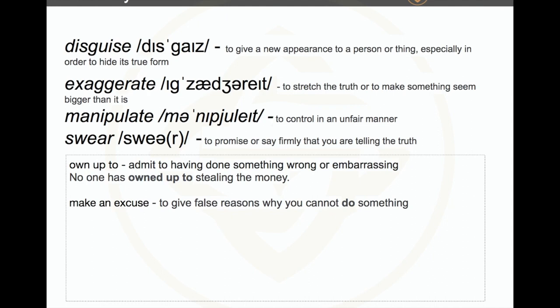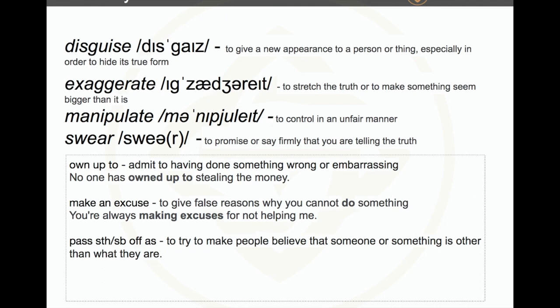Make an excuse is giving false reasons why you cannot do something. For example, usually this is the thing made by students when they are late. So when I say, what is your excuse? You might say, you had a headache, or you had to look after your brothers and sisters. This is an excuse, but which is false actually, okay? So you're always making excuses for not helping me.